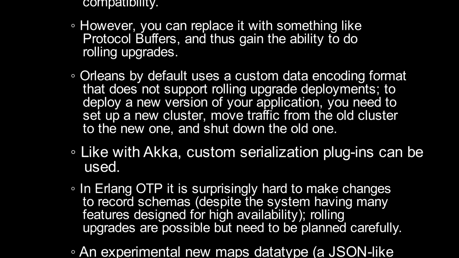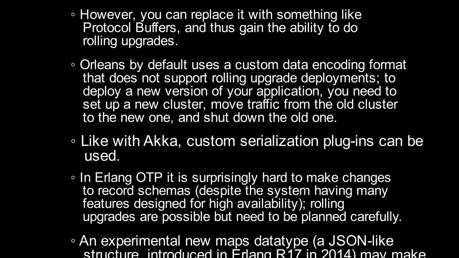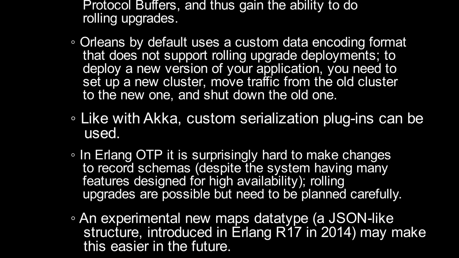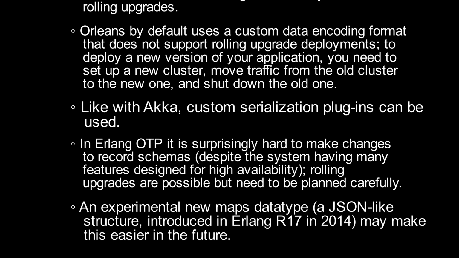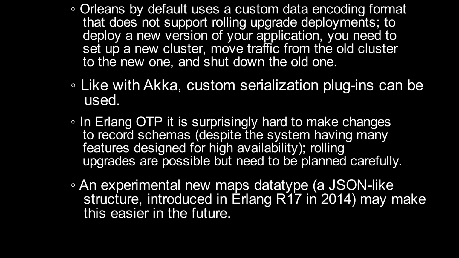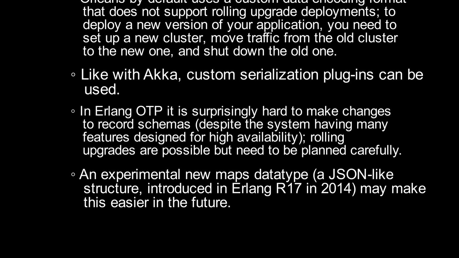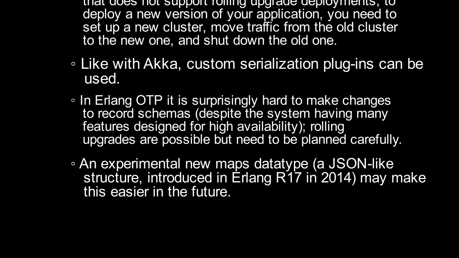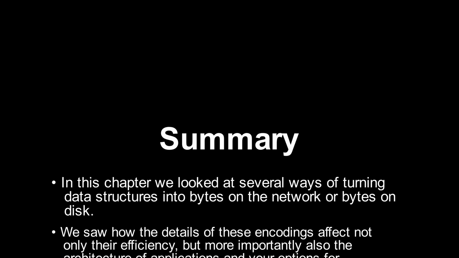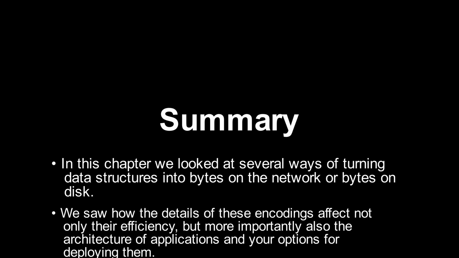In Erlang OTP, it is surprisingly hard to make changes to record schemas despite the system having many features designed for high availability. Rolling upgrades are possible, but need to be planned carefully. An experimental new maps data type, a JSON-like structure, introduced in Erlang R17 in 2014, may make this easier in the future.